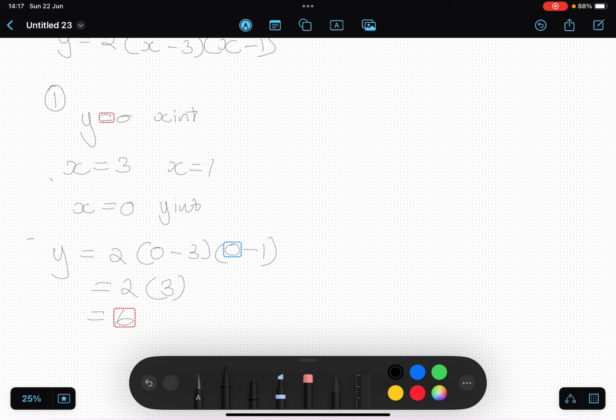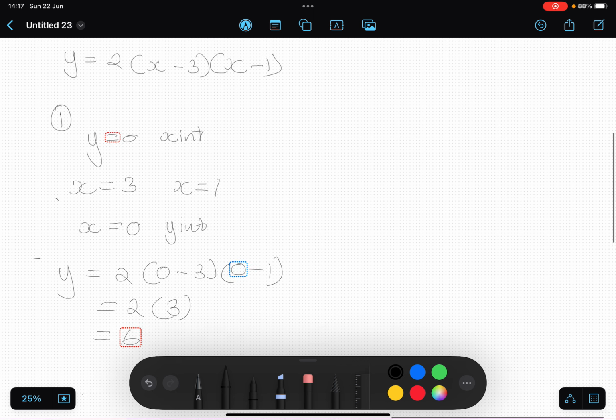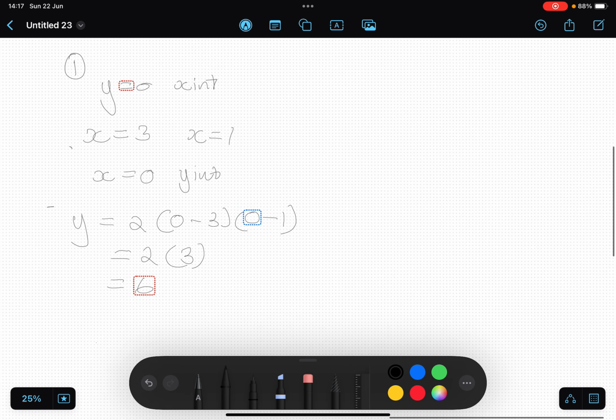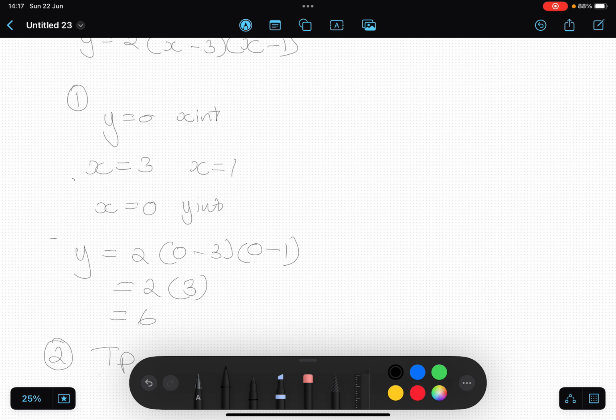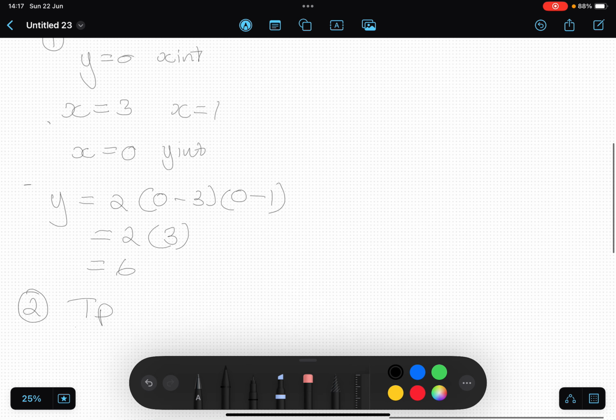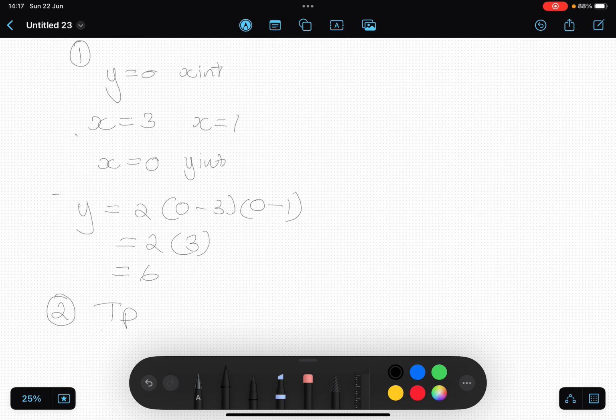Okay, so let's sketch. This one is pretty easy. The only thing, what are we missing? We are missing our turning point, yes. Remember, step 2 is turning point. We do need that always. So step 1, intercept. Step 2, turning point. Step 3, is it a smiley or sad? Step 4, sketch.